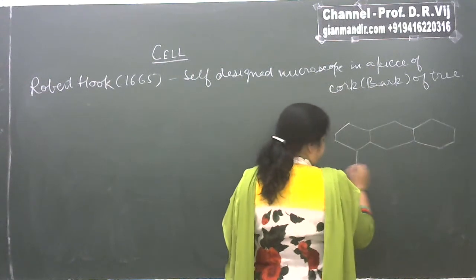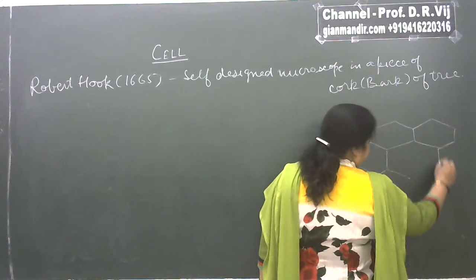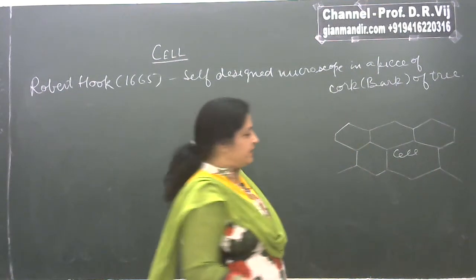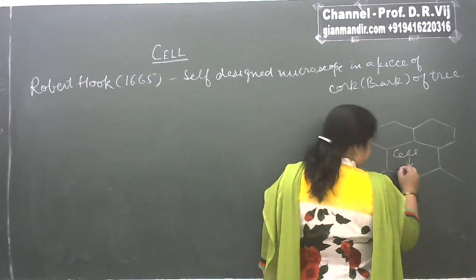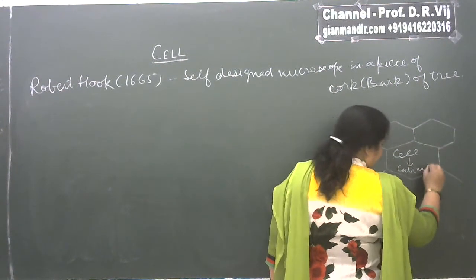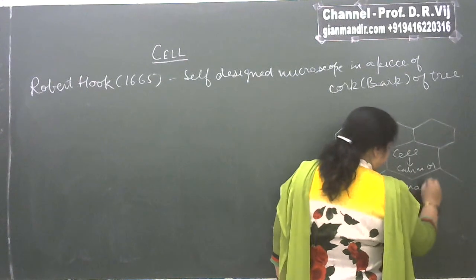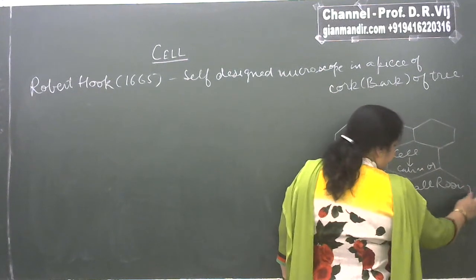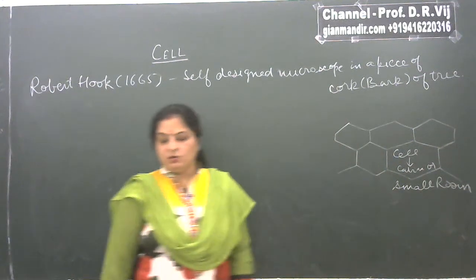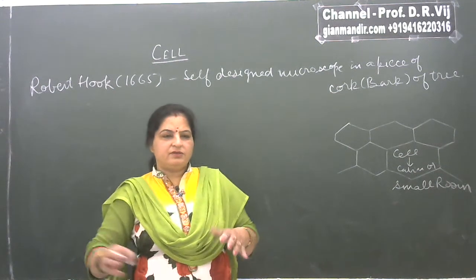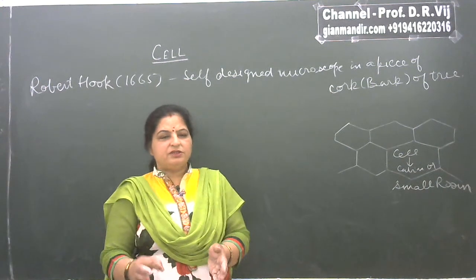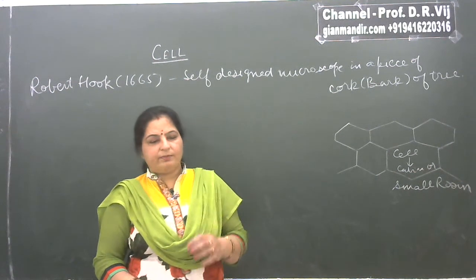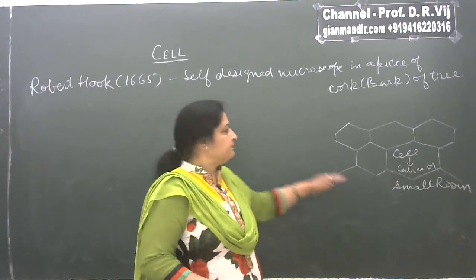These honeycomb-like structures he named cells, right? Why cell? Because cell is a Latin term which means a cabin, or you can say a small room. And that term cell is still in use. If you go to any school or college, you have different units: this is the examination cell, this is the administration cell, this is the admission cell. So cell means the different units that are performing different functions, right?